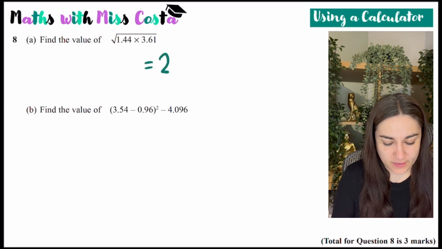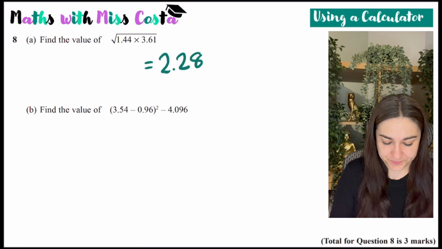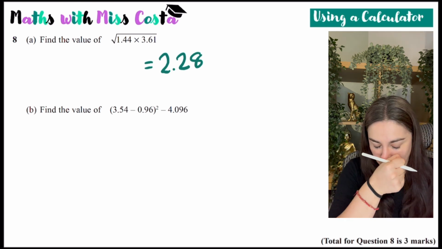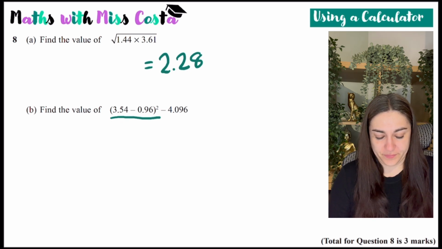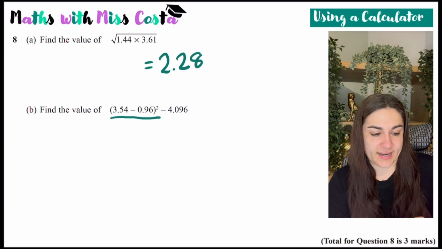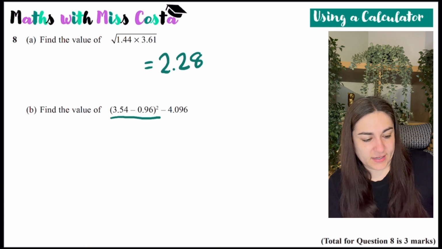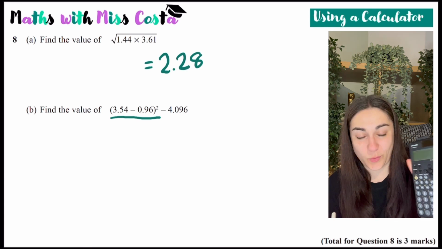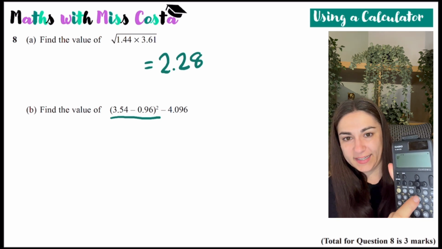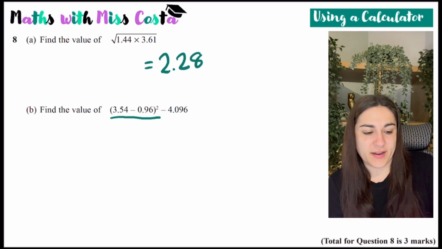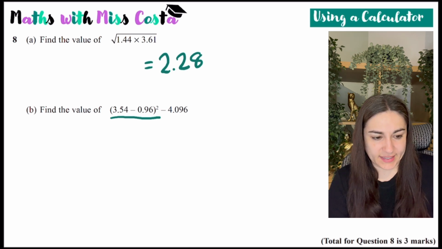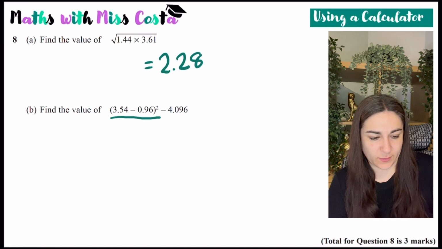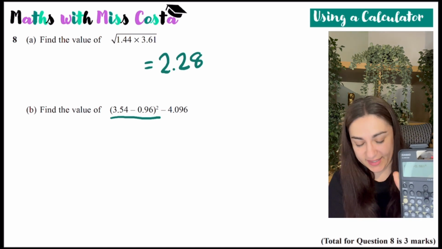So that would be 2.28. For the next question, we need to find the value of this. It's a little bit trickier to enter this, but we can do the same thing. So we know it's going to be a square number. So we have to press this because the whole thing is going to be squared. I then open my brackets and I press 3.54, take away 0.96, close the brackets and do the little 2 for the squared number. So it should look like this.